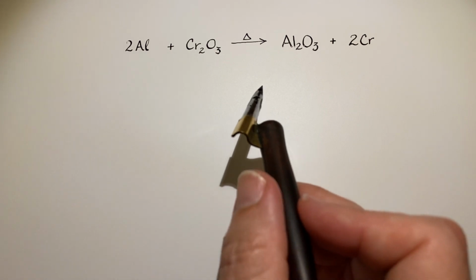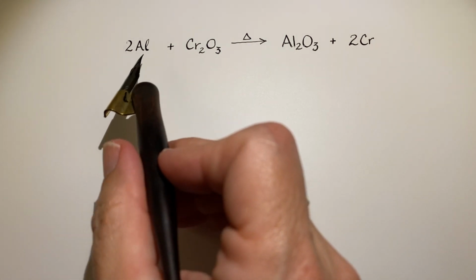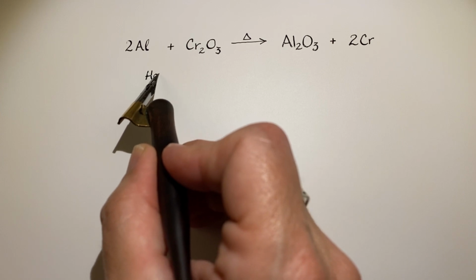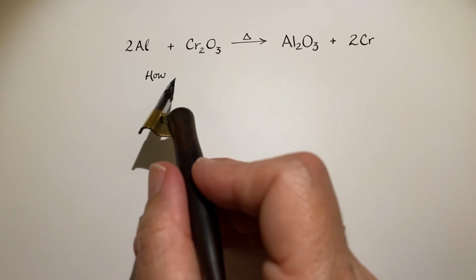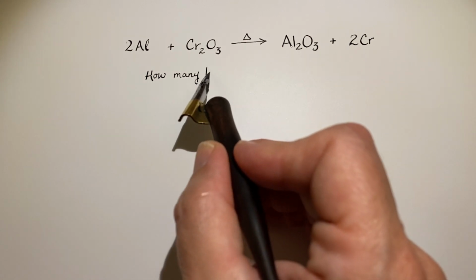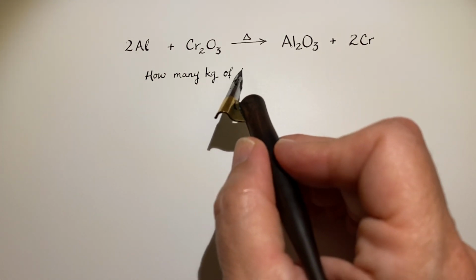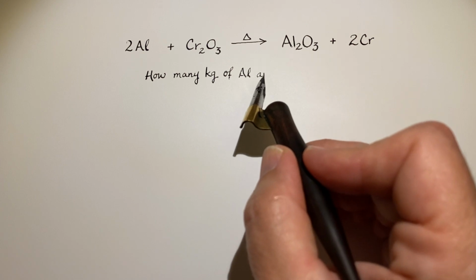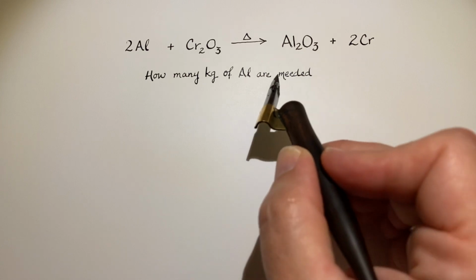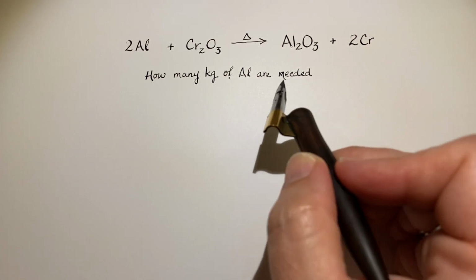So here is our question based on this balanced chemical equation. We're going to be thinking about this in terms of getting big amounts. So we're going to ask how many kilograms of aluminum, that's supposed to be an N. You know what I mean.